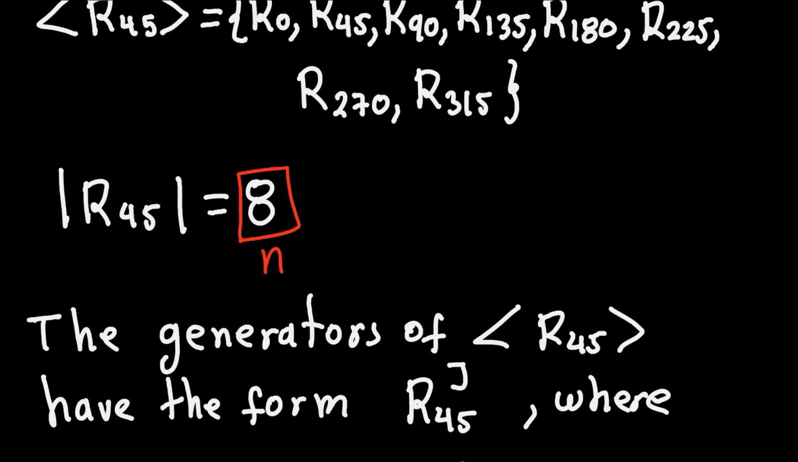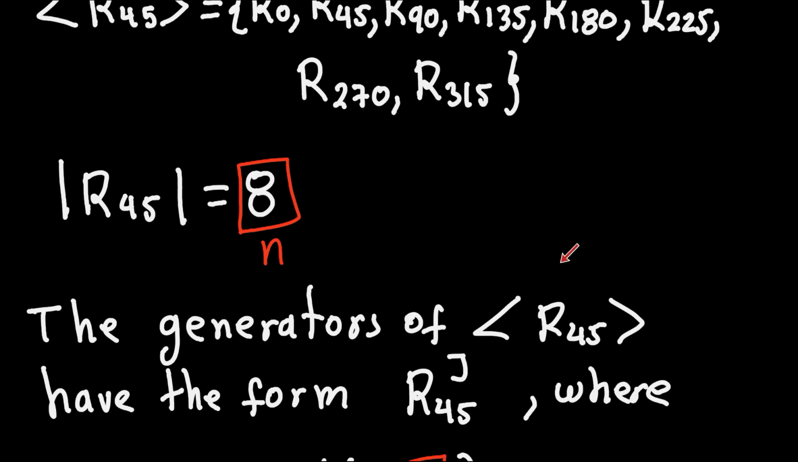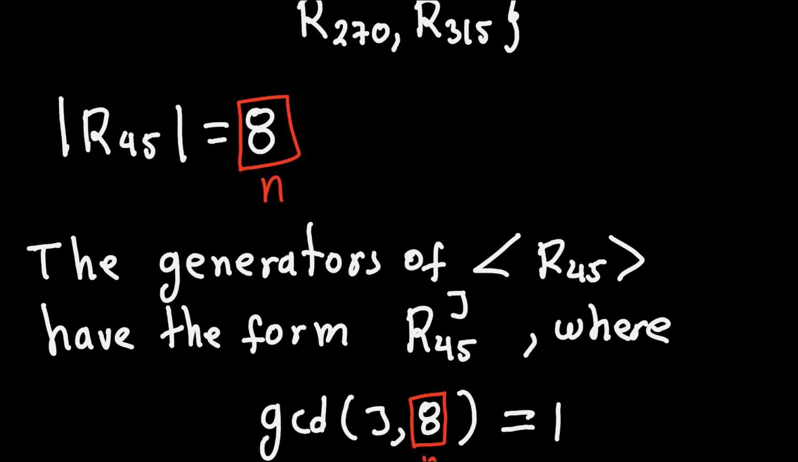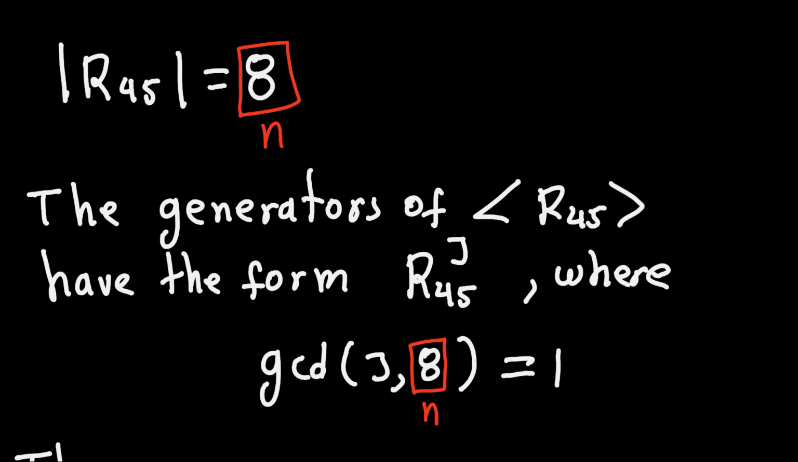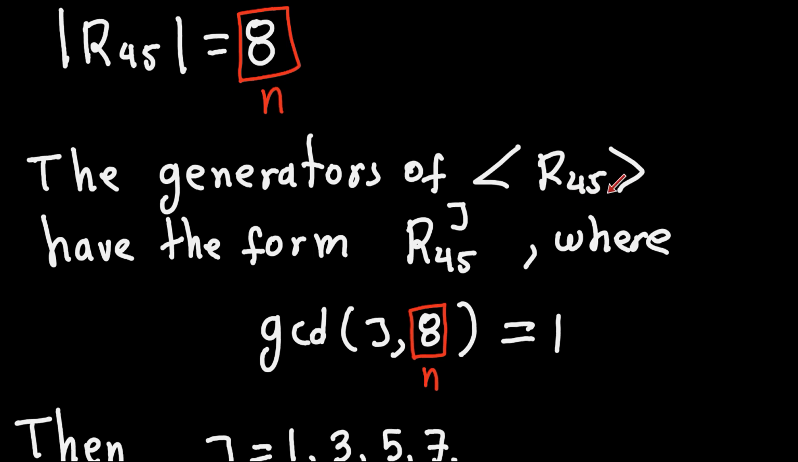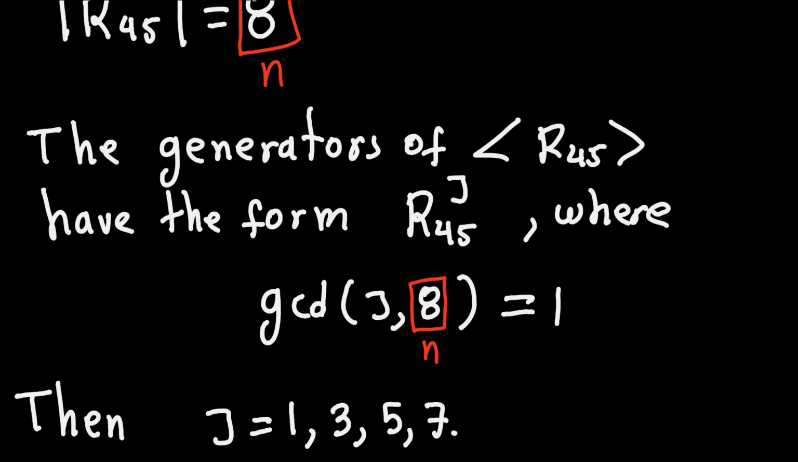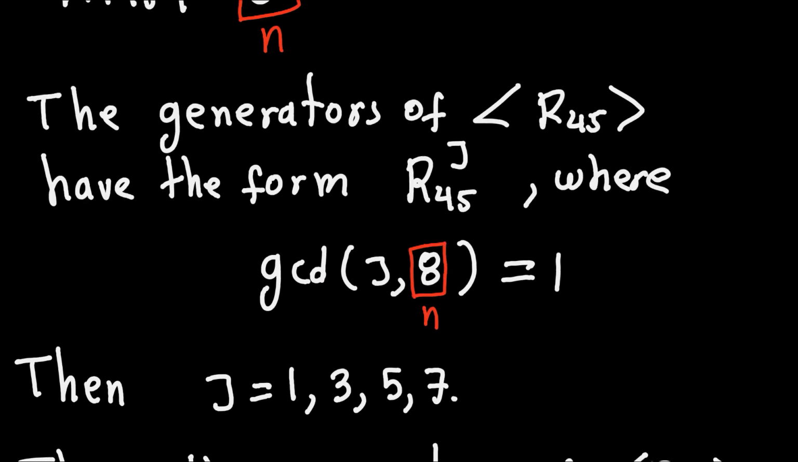So I'm interested in the generators of this subgroup. We can still apply the result because the result applies to groups that are cyclic, and any subgroup is a particular group, so I can apply it to this one. If we apply the result that we just saw, then any generator of this subgroup will have the form of the original generator R45 to the J, where the greatest common divisor between that exponent J and n, which is the order of the generator, is equal to 1.